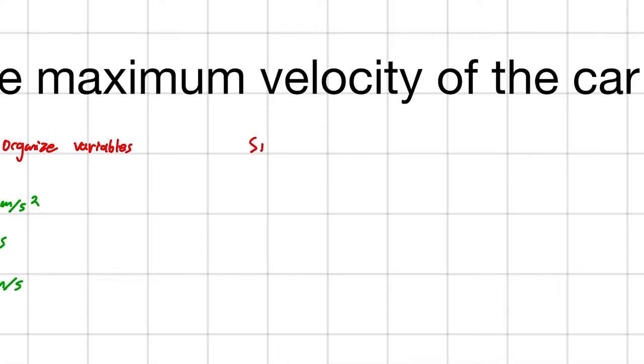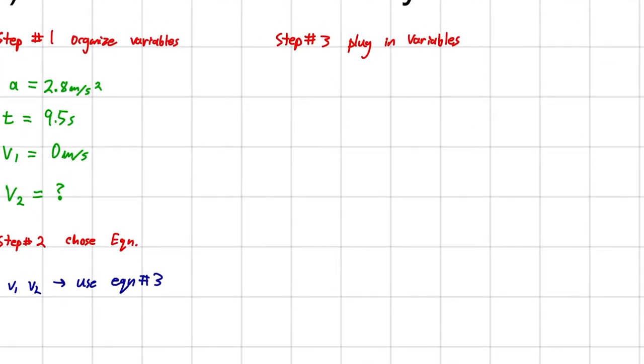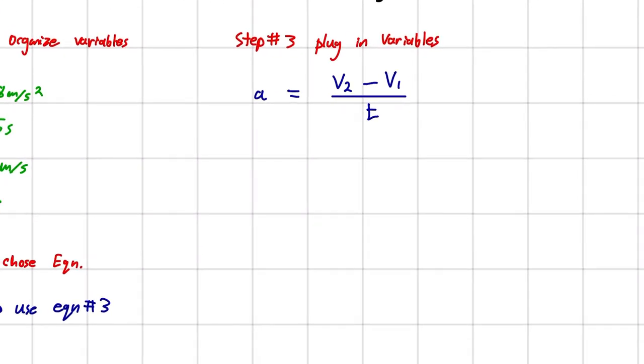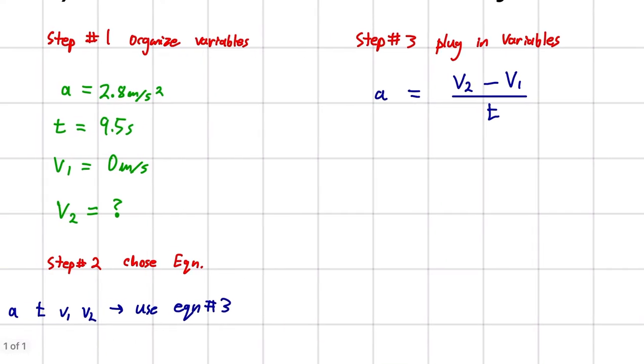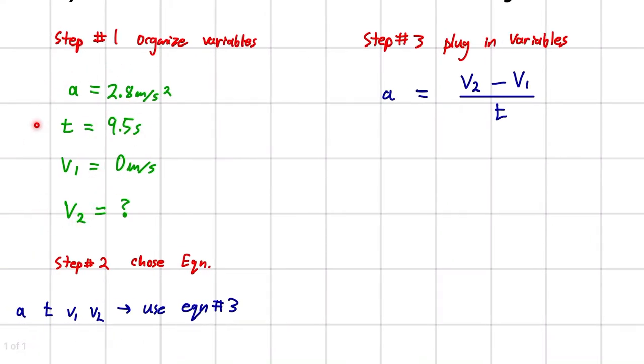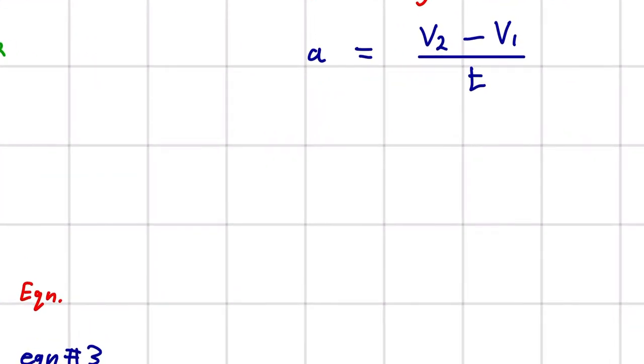Okay, let's move on to the next step, which is step number 3, plug in our variables. So now that we chose equation 3, let's just quickly rewrite it to begin with. So the acceleration is equal to v2 minus v1 all over time. And now let's start plugging in these variables. So here's our 4 variables that we are going to plug into the equation.